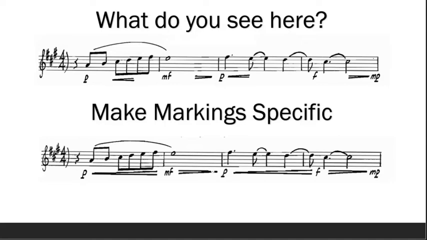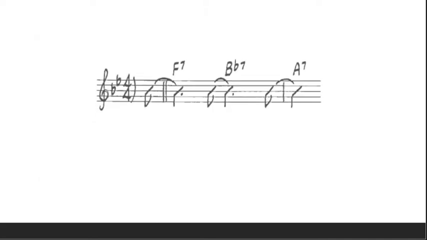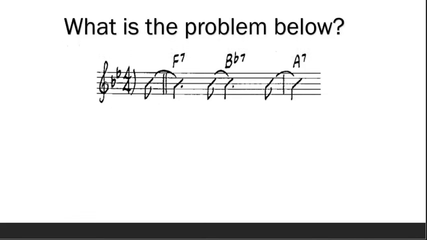decrescendos. You'll notice that they're just short little markings. It's easy to just throw up a crescendo or decrescendo, and Finale or Sibelius will do just kind of a default length. You'll need to adjust those to where you want the music to sound. So crescendo and decrescendo should reflect exactly what the arranger-composer intended. Moving on. What is the problem below?